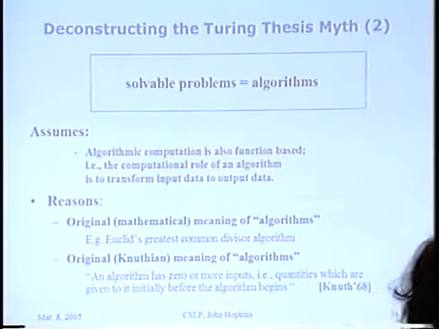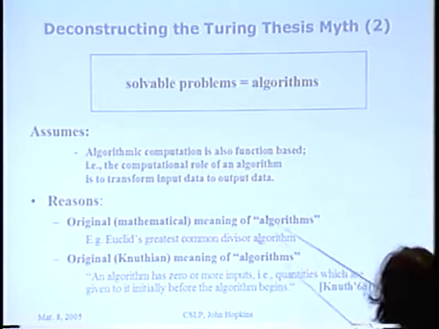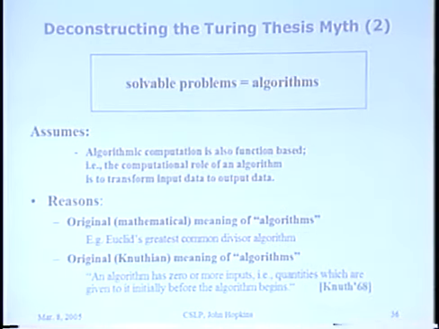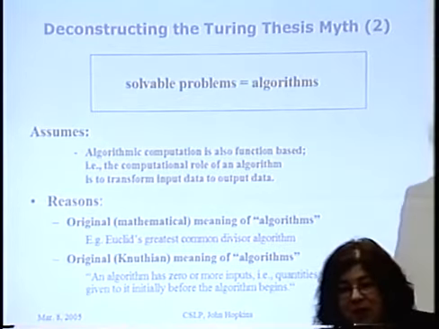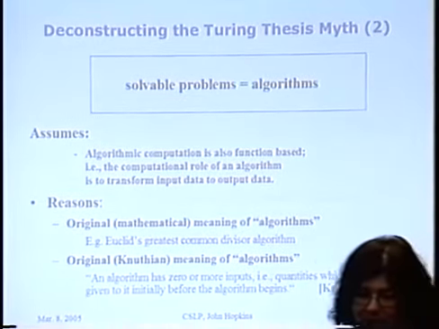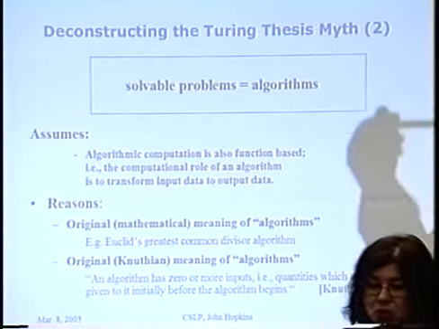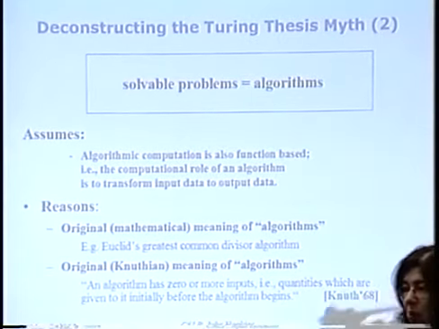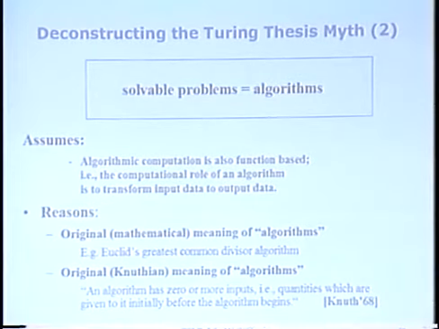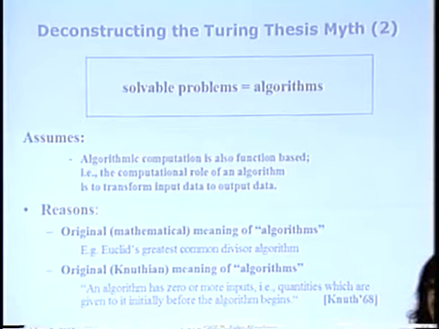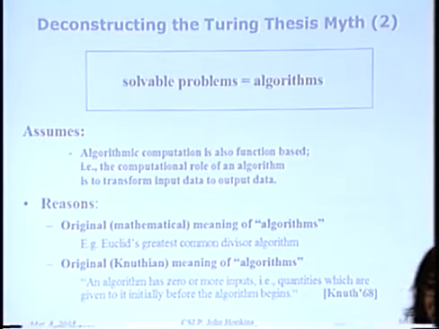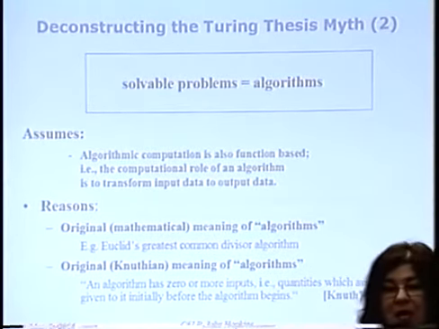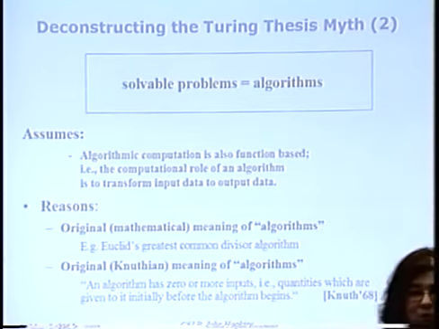The second part of the Church-Turing Thesis myth is that solvable problems equals algorithms. Okay? And this assumes that algorithmic computation is also function-based, i.e. that the role of an algorithm, its job, is to transform input data to output data: a finite amount of data here, a finite amount of data there, a finite amount of time in between, everything a closed system, just as we had on the first slide in our talk.